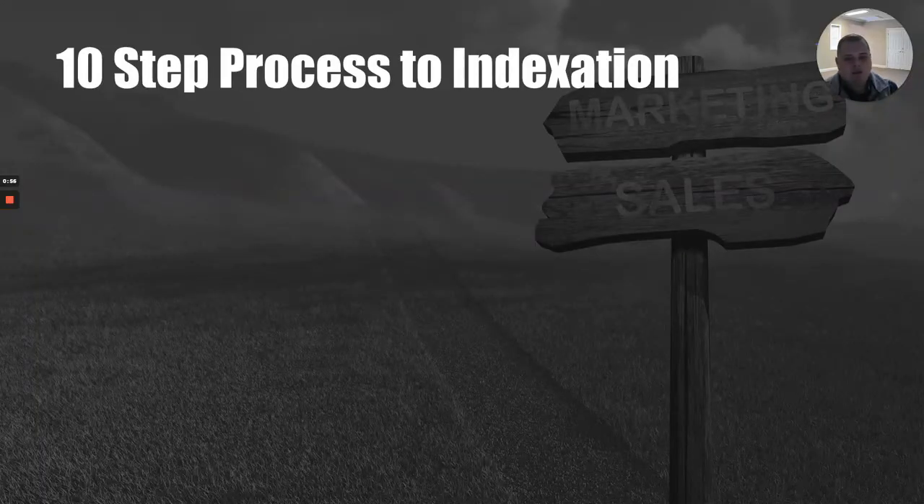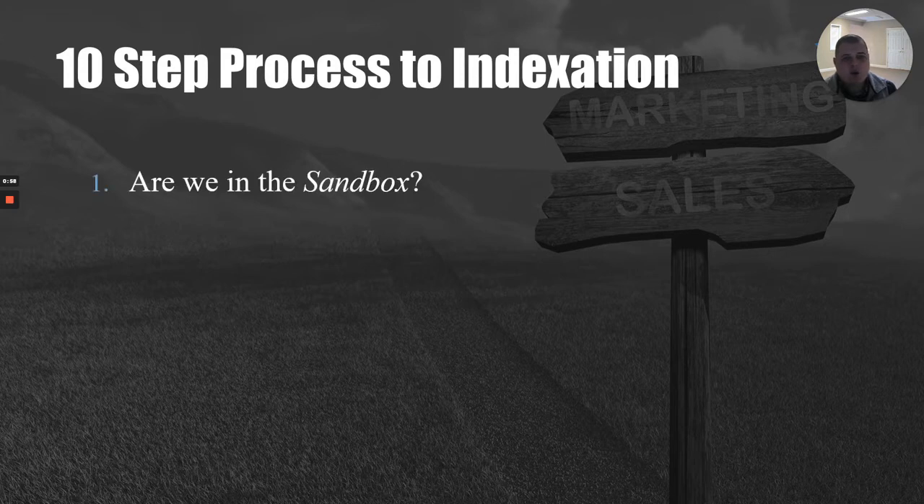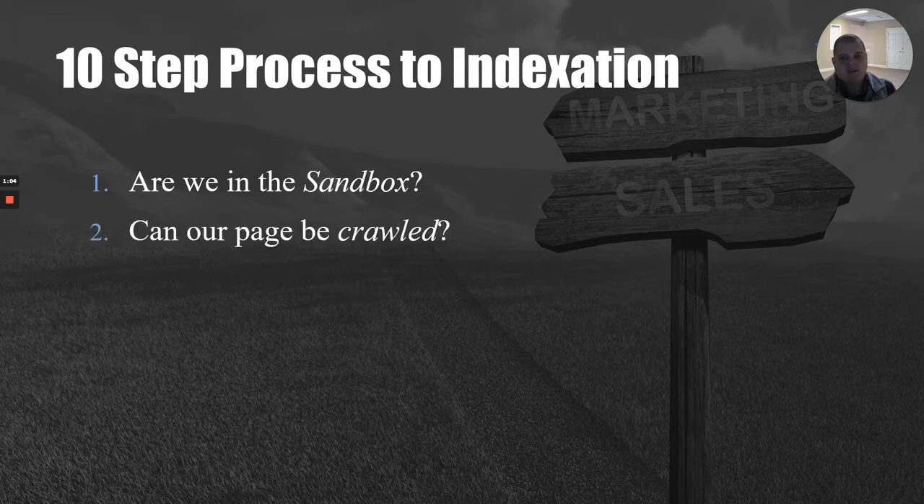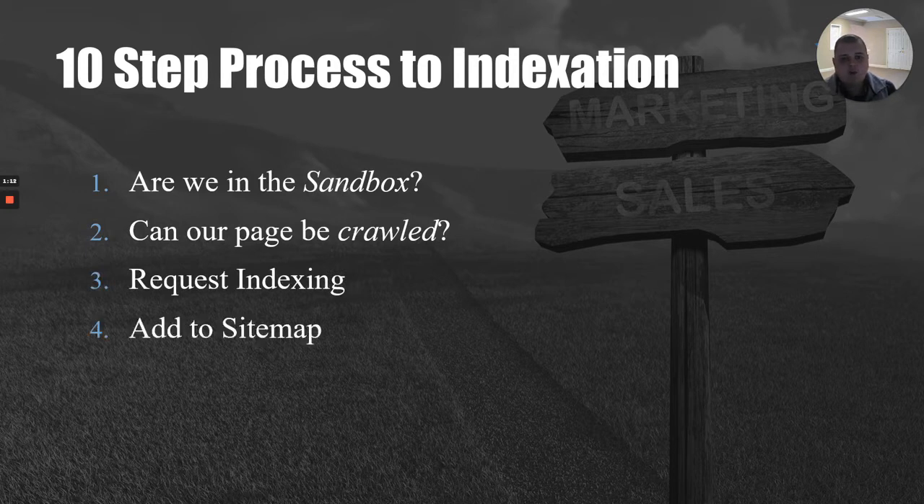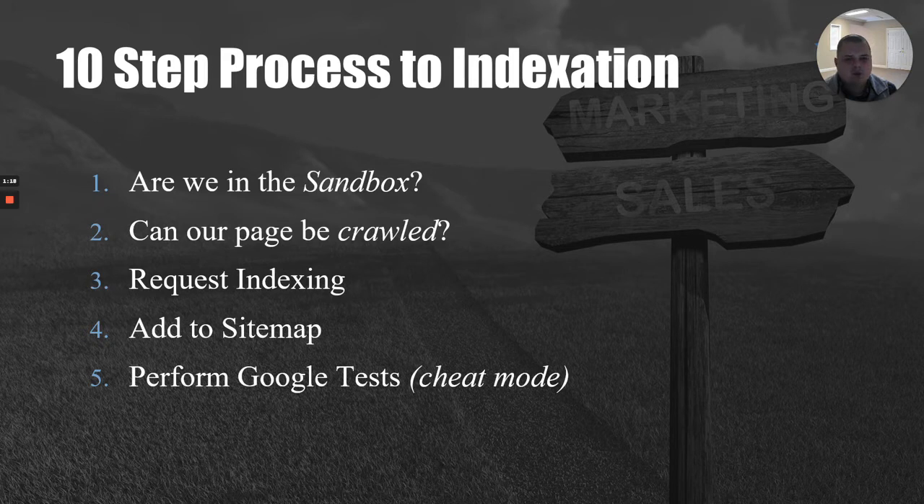And we're going to break it down into a 10-step process. First step, we need to check, are we in the sandbox? The Google sandbox basically might be blocking everything. Second, can our page be crawled? We're going to do some checking on that. Third, we're going to request Google index our new page. Fourth, we're going to add it to a sitemap and submit or resubmit that sitemap to Google. Fifth, we're going to perform some Google tests, which we're going to make extremely easy. We built a tool. It's like cheat mode.